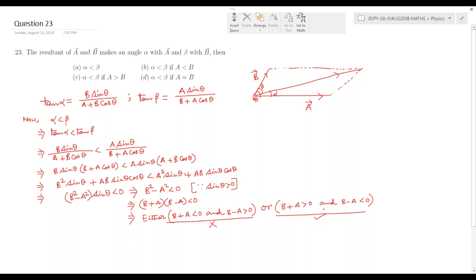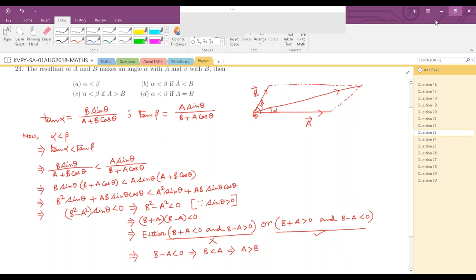So from here, what can we conclude? We can conclude that B minus A is less than zero. That implies B is less than A. That implies A is greater than B. Yeah, sure. So the point is that from the inequality point of view, when we say B plus A, product of two quantities, I can explain it by means of the theory. It is like this. So I'm using a different color.